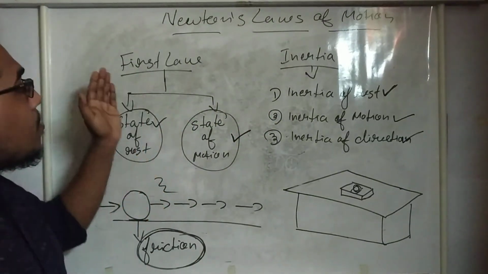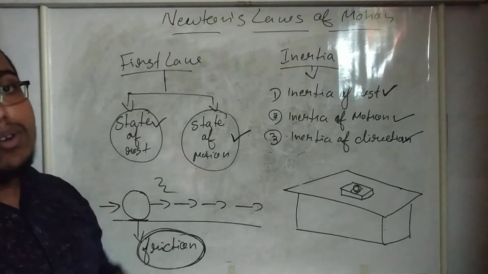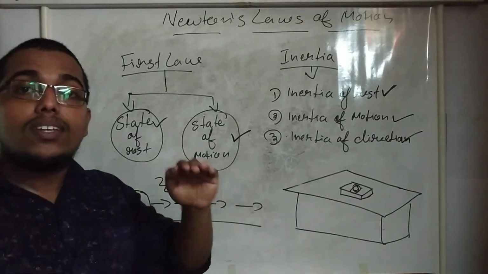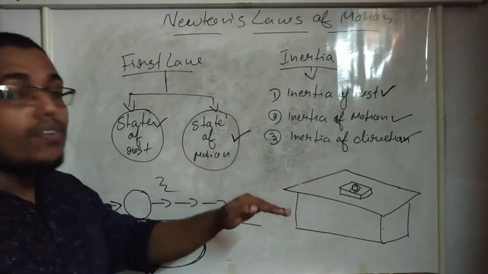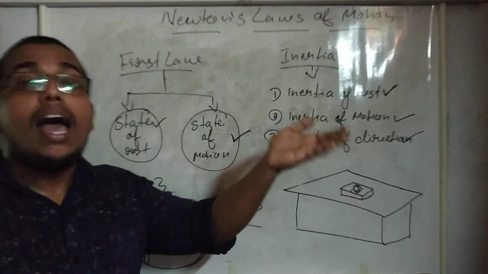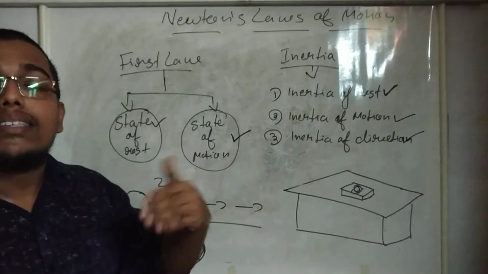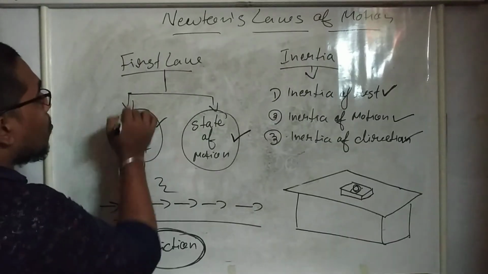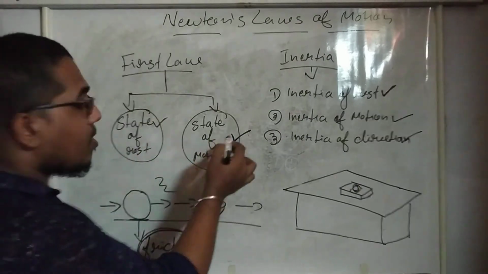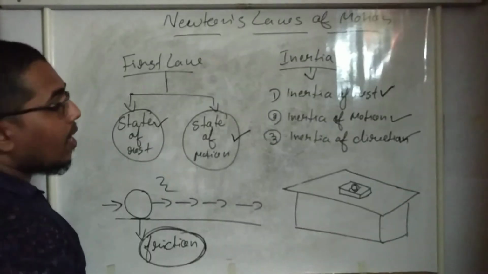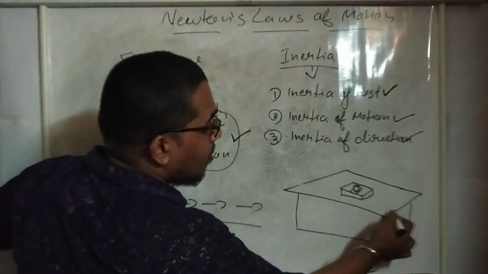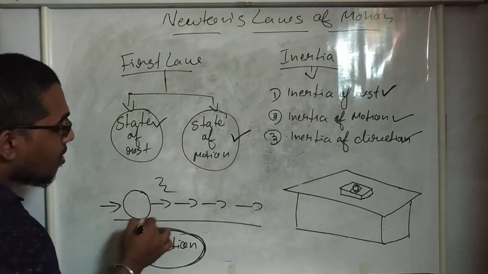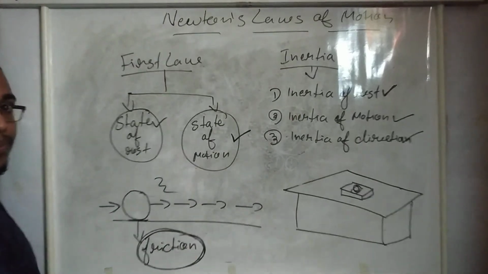Today we discussed mainly the first law of motion. The first law of motion says that every body continues its state of rest or of uniform motion along a straight line unless it is compelled by an external unbalanced force. And this particular law has two parts. The first one, state of rest and state of motion. For state of rest, we explained this example, and for state of motion we discussed this particular example. Clear?